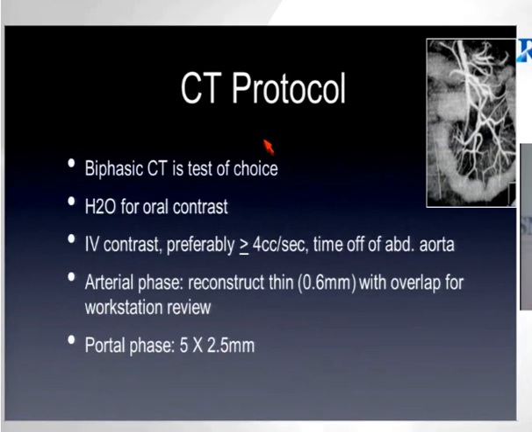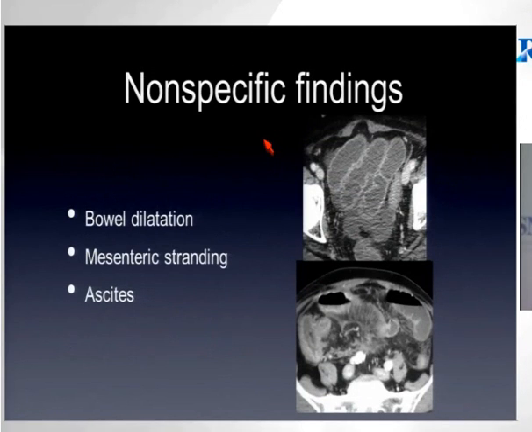All of the papers used essentially the same CT protocol. So a biphasic scan was done. Water was given as oral contrast because you don't want a positive contrast agent affecting your 3D reformations. And water also allows you to assess mucosal enhancement better. IV contrast was given at high flow rates, and thin section overlapping arterial phase images were reconstructed, as well as thicker portal phase images.